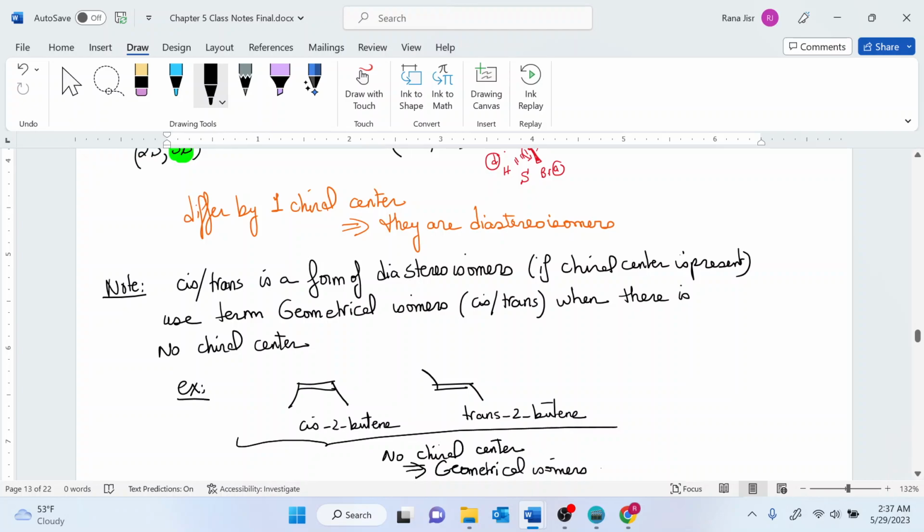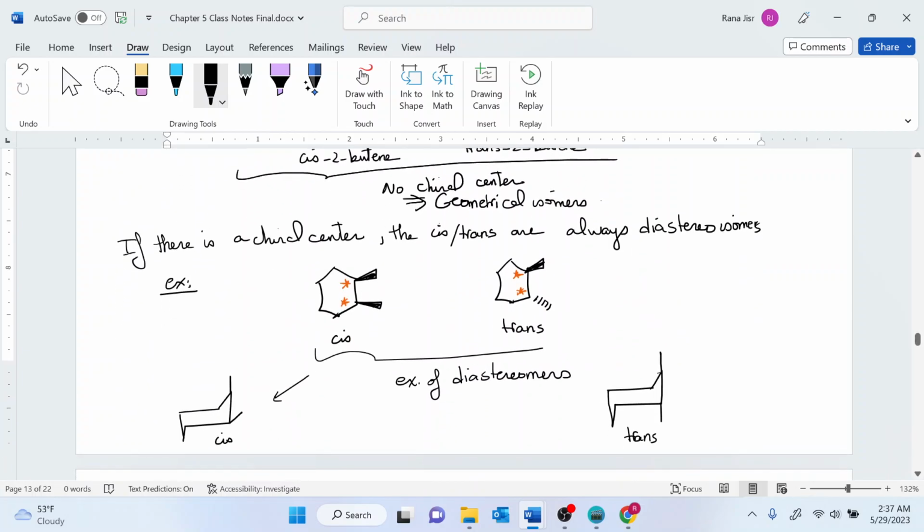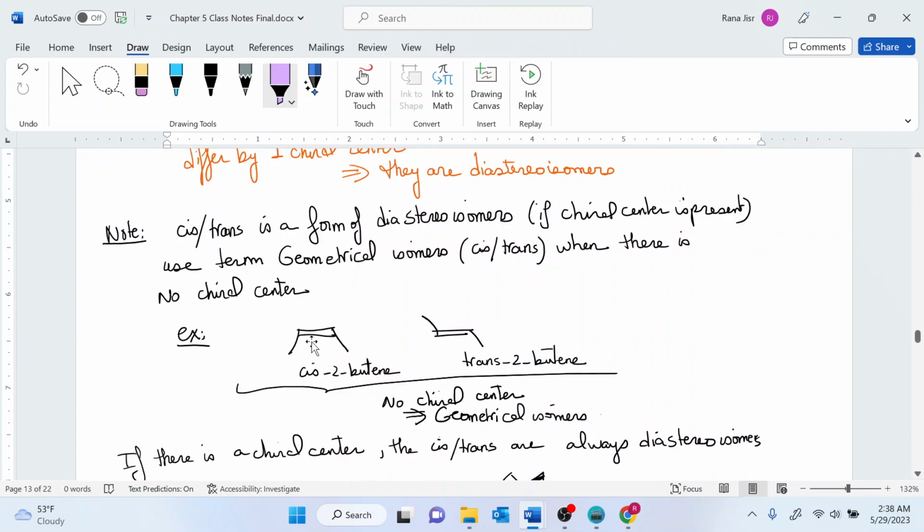Now, cis and trans is a form of a diastereoisomer. And we label them diastereoisomers if there is a chiral center, something like this. So if you have a cycle and you have a cis and a trans, those two now are going to be diastereoisomers because they differ in one chiral center. So we call them diastereoisomers. On the other hand, if we have an alkene, there is no chiral center in here. So these are called geometrical isomers.